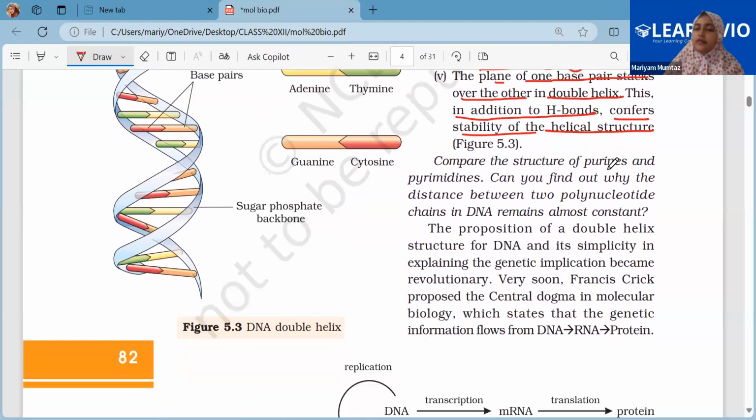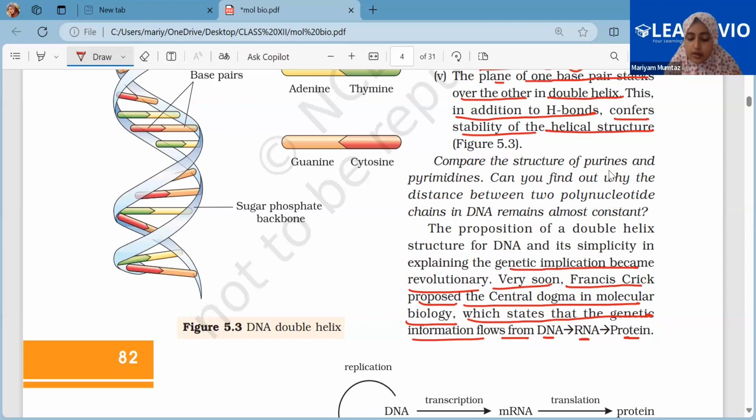One is that the base pairs are stacked upon each other, and second, the presence of hydrogen bonds. Now, the proposition of a double helix structure for DNA and its simplicity in explaining the genetic implications became revolutionary. Very soon, Francis Crick proposed the central dogma in molecular biology, which states that genetic information flows from DNA to RNA to protein. This is the flow of genetic information, and that is how it happens. This central dogma was proposed by Francis Crick.